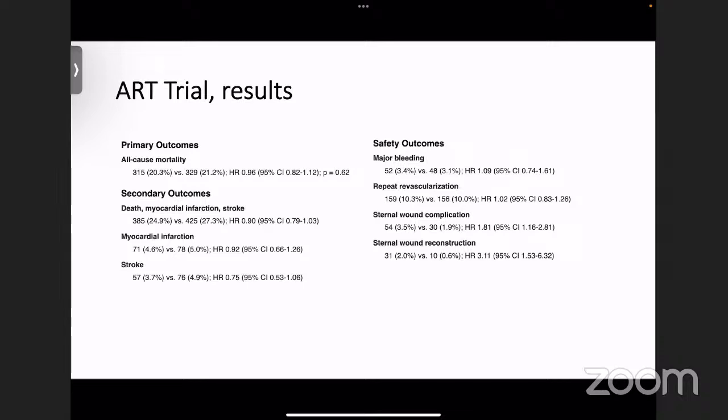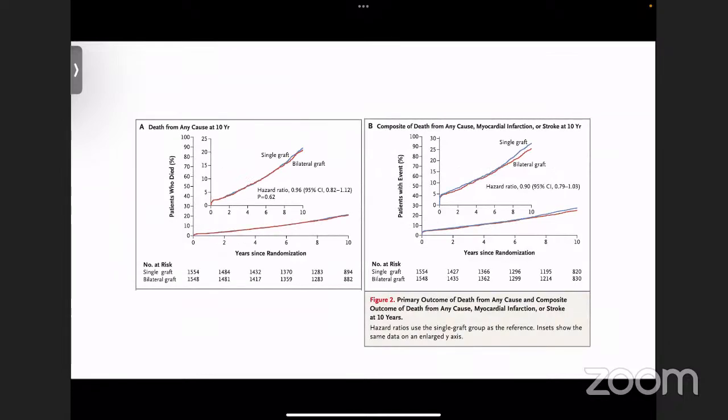Primary outcomes, secondary outcomes. We have sternal wound. So these are the results. We can see there isn't a significant difference in any of the outcomes, except the safety outcome, which was sternal wound complications, and they actually had quite a bit higher sternal wound complications. These are the graphs. The one on the left is death from any cause. It's essentially the same, not significantly different. Same thing on the right, the SIMA versus the BIMA. The SIMA is blue, the BIMA is red.